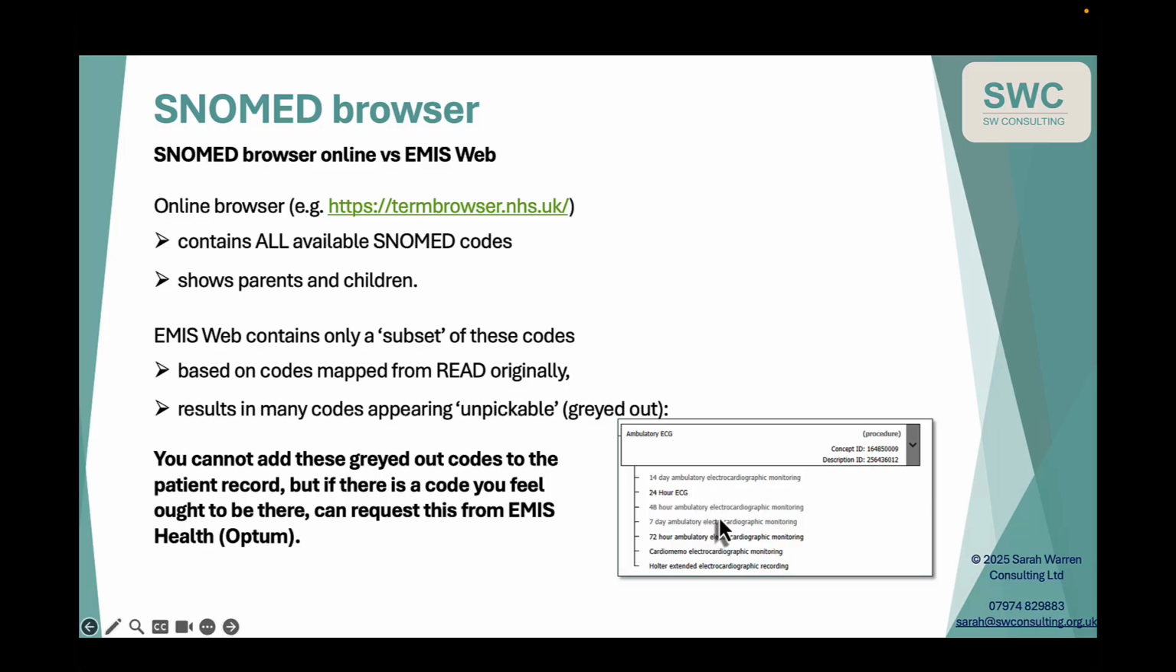If there is a code that you feel ought to be there, so you found a code, you can find it in the SNOMED browser online but you can't see it in EMIS Web, then you can request these codes from EMIS Health, from Optum. They are very responsive at putting codes in. As long as they do appear in the SNOMED browser, they are very responsive at putting codes into EMIS Web.